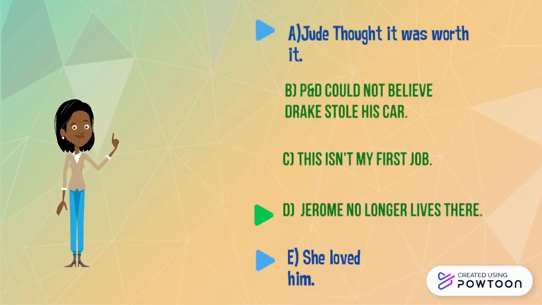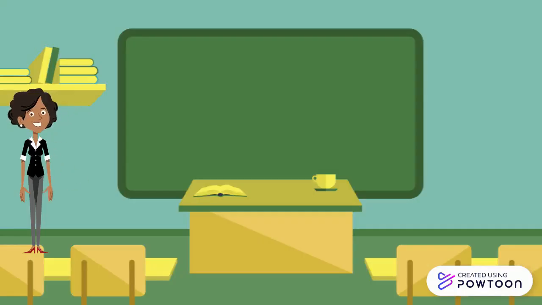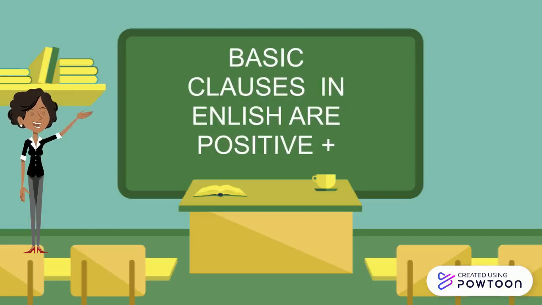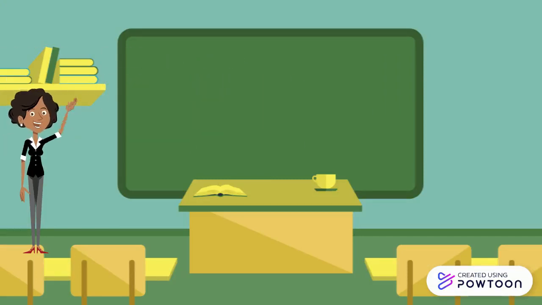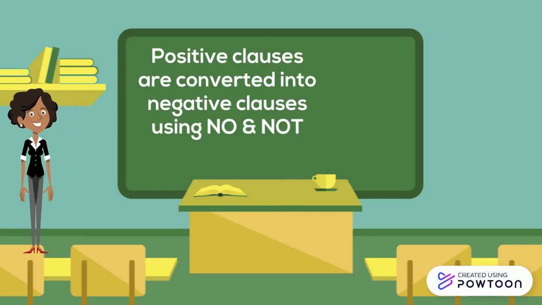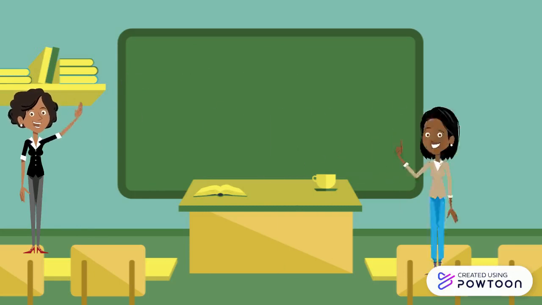Let us look at some examples. The arrows pointing in blue represent positive clauses and the arrows in green negative clauses. Generally, basic clauses in the English language are considered positive, while negative clauses are identified using words such as no and not through a process called negation.